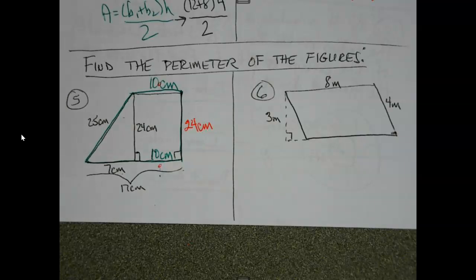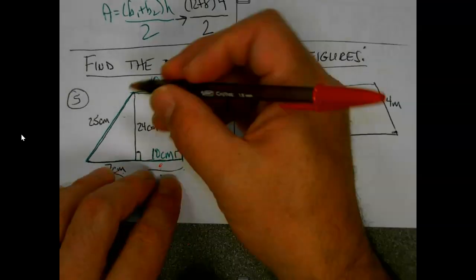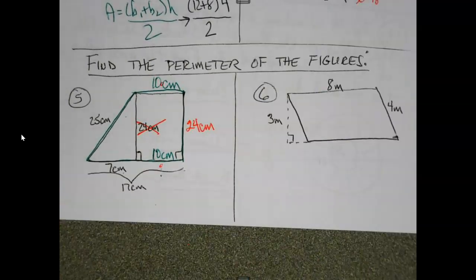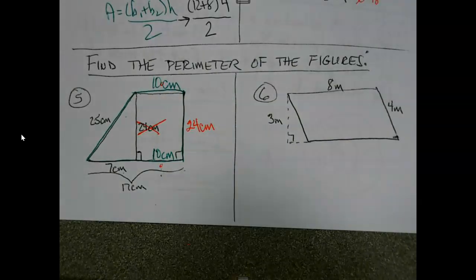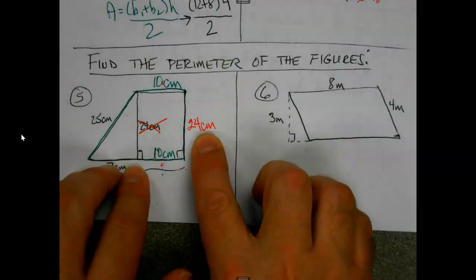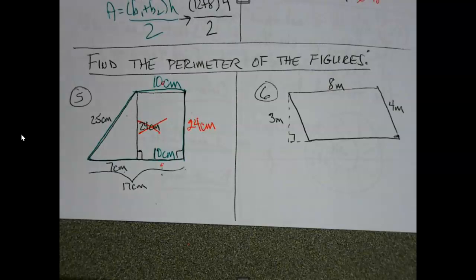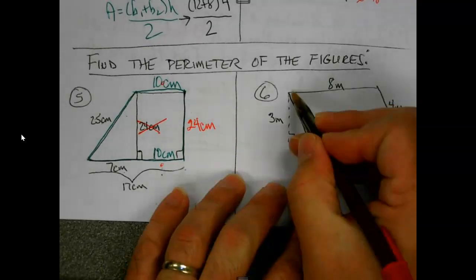Don't need the 24 though, because that's inside and the perimeter is outside. It was helpful to get me this, but for the perimeter itself, I definitely don't want it. And 6 is just completely me trying to mess with you and trick you. You actually have all the info there that you need already. So let's see, perimeter.